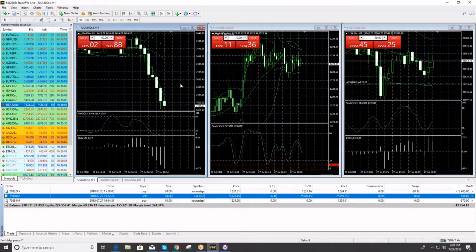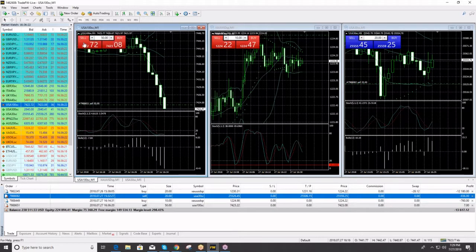Let me see. Here we will enter it again once we have another pullback. We enter it again. There we go. We entered it again. Come on. Give me a bit more. Yes. Come on. Now it's dropping down. There we go.